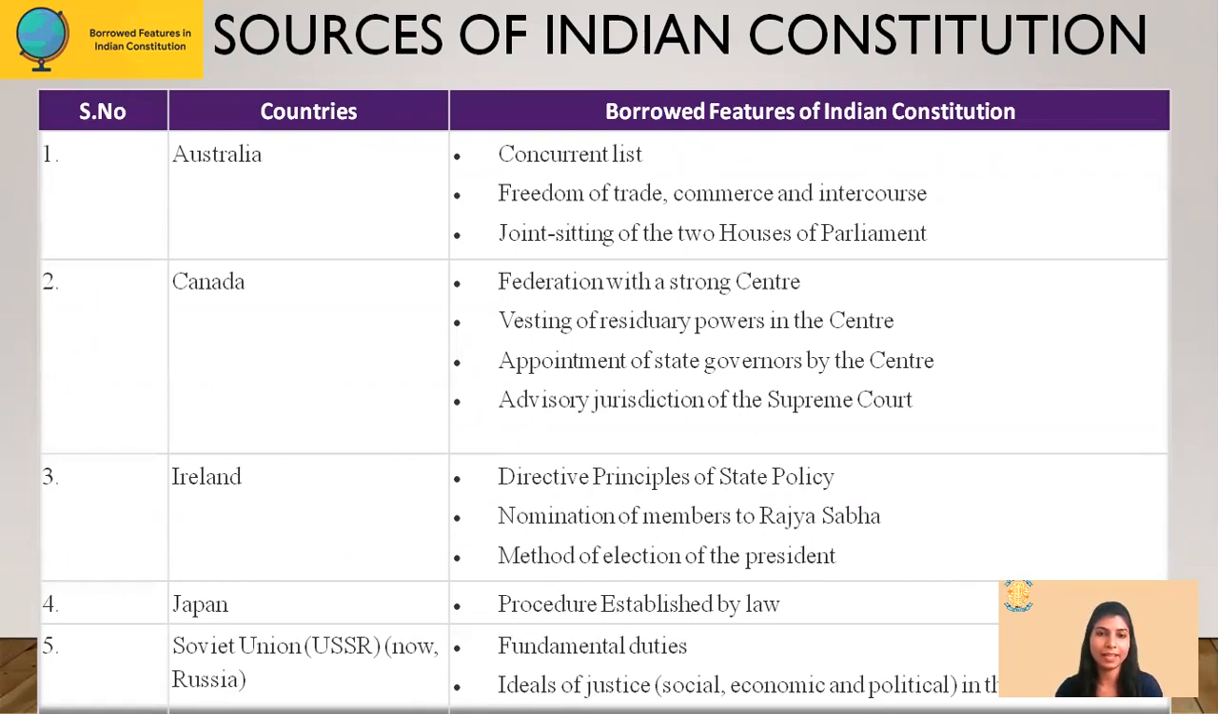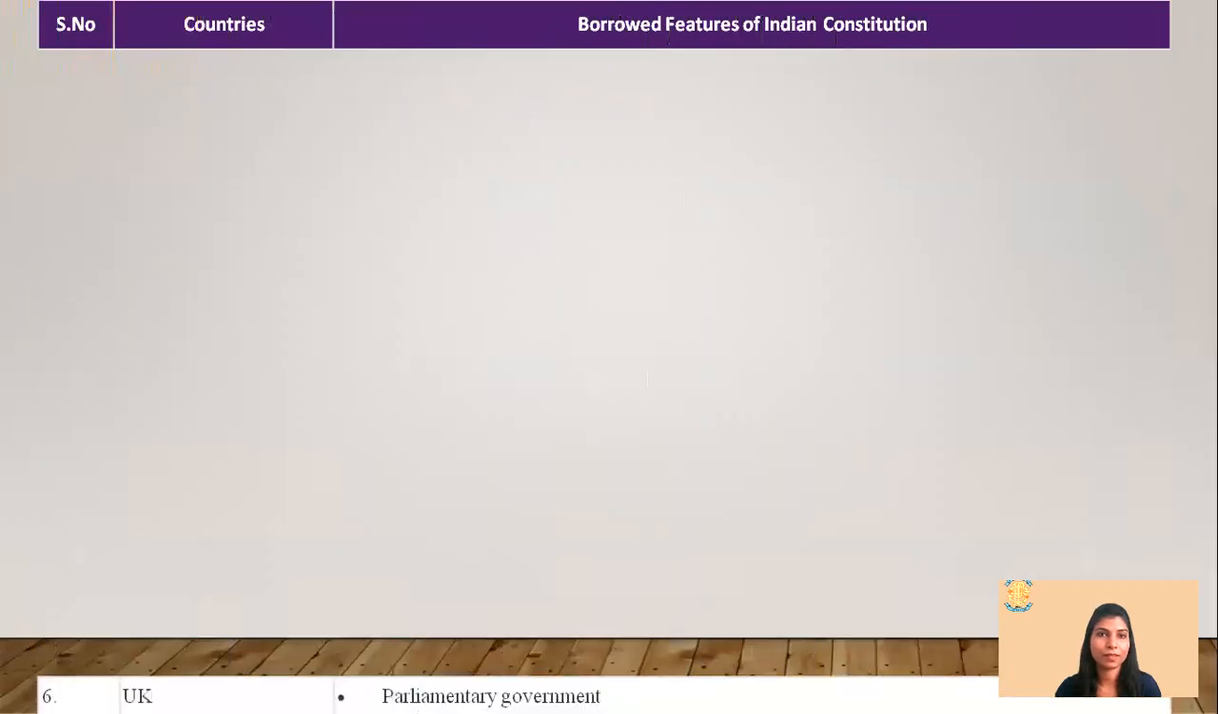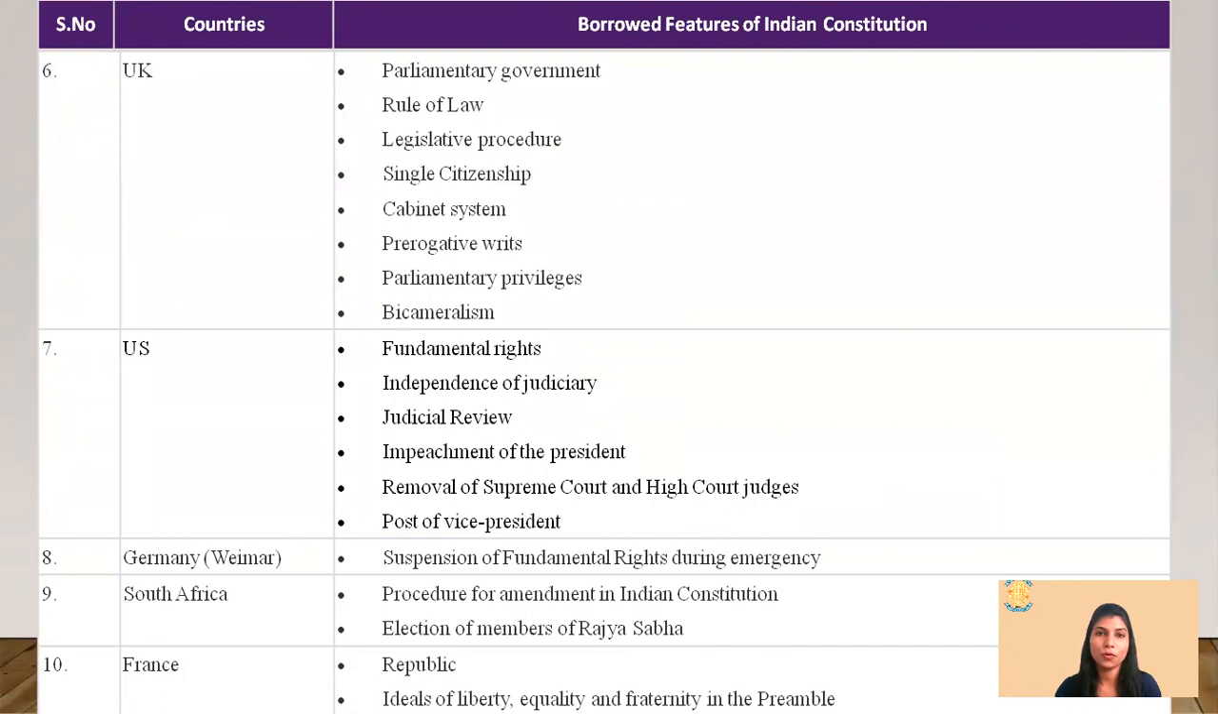Next country is Ireland. We borrowed directive principles of state policy, nomination of members of Rajya Sabha, and methods of election of the President. From Japan, we borrowed procedure established by law. And from the Soviet Union, fundamental duties and ideals of justice. Next, from the UK, we borrowed parliamentary government, rule of law, legislative procedure, single citizenship, cabinet system, prerogative rights, parliamentary privileges, and bicameralism.